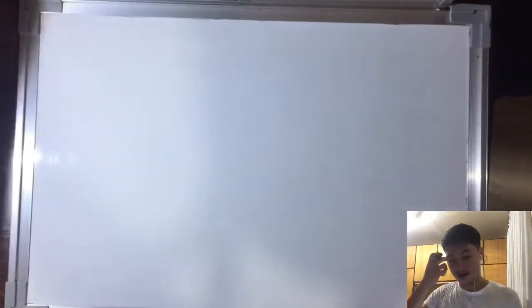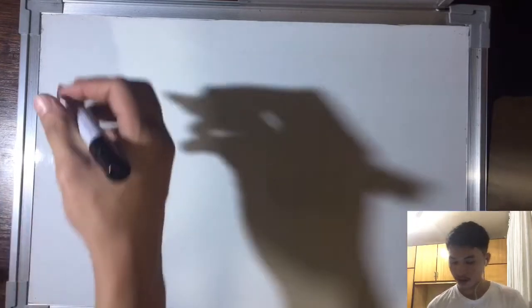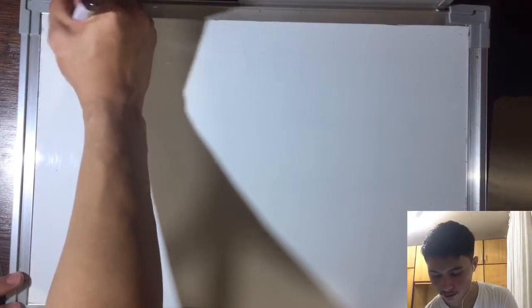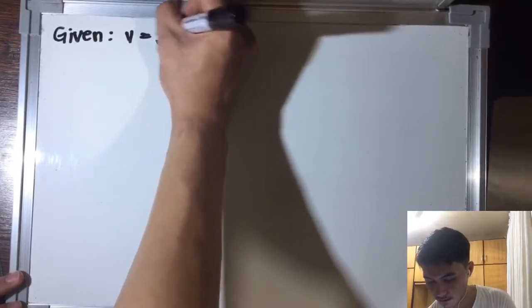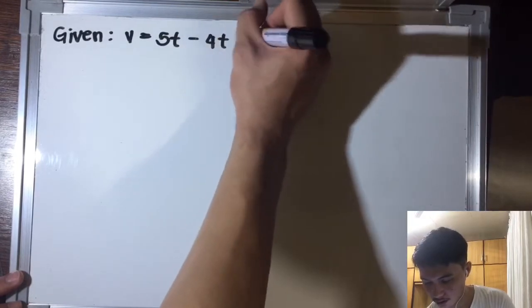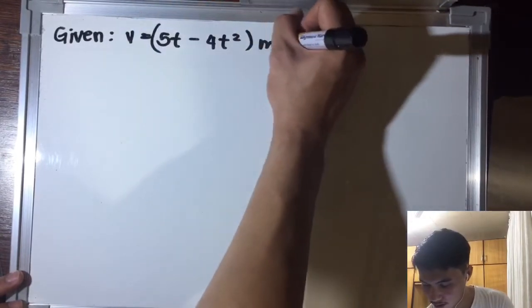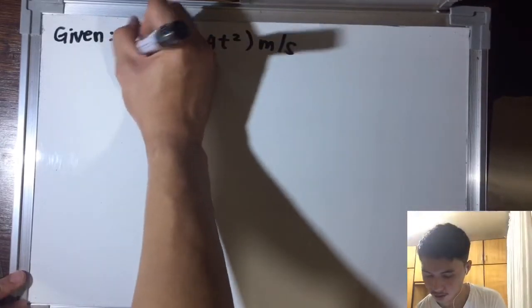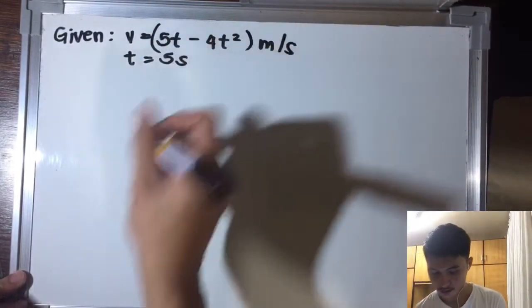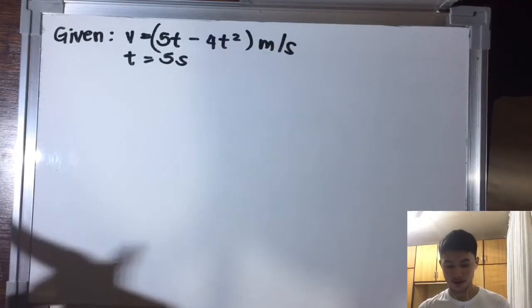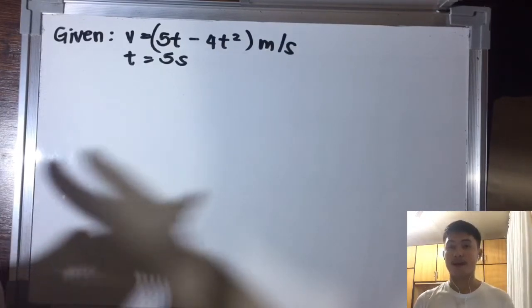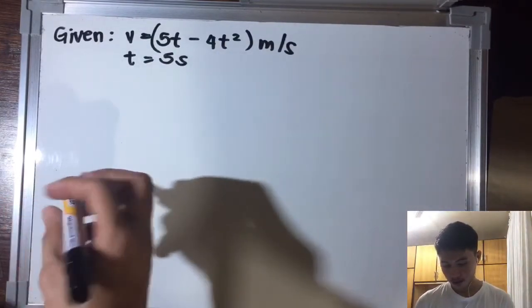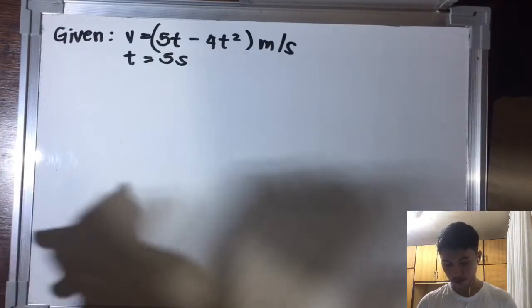So medyo mahaba-haba ano. So again, what we are going to do first is list all the given values. Given for problem number 3 is velocity is equal to 5t minus 4t squared meters per second, and also the value of t, which is 5 seconds. So in this problem, we are required to find the value of our position and our acceleration when t is equal to 5 seconds. So for our solution, first we are going to solve for the position.